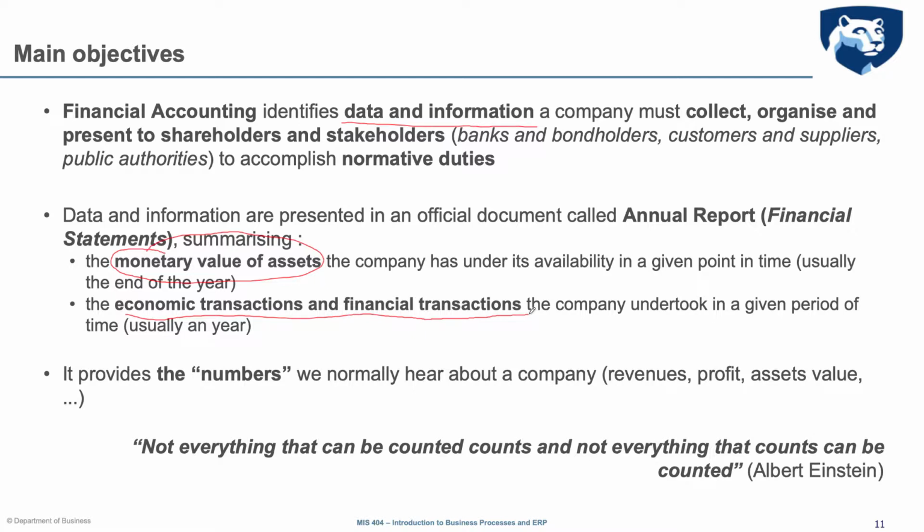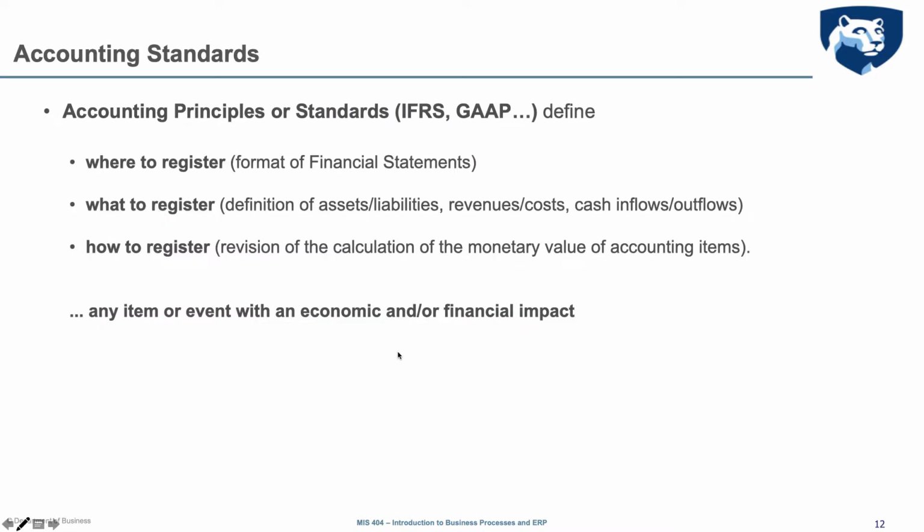In particular, whenever you think about financial accounting, you should think about all the numbers that you usually associate to each company: the revenues, the profit, the employees, the asset value, the number of plants. Whatever you think is a number associated with the company is probably generated by financial accounting. Financial accounting, to be realized, follows some rules or standards.